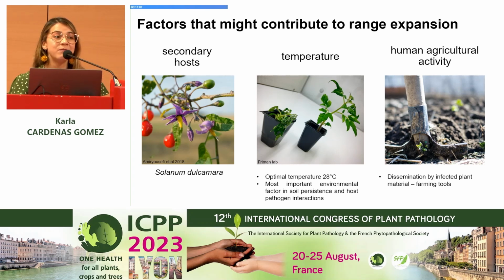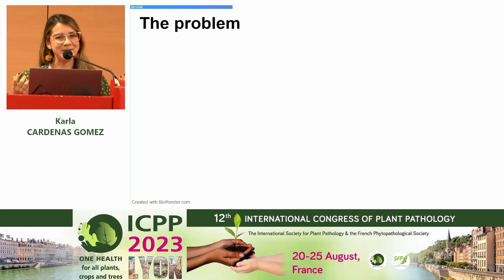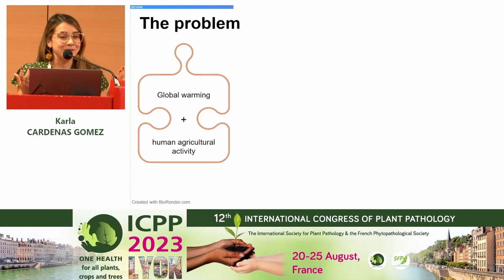So there have been some incursions of Ralstonia phylotypes in different areas of the world because of the movement of infected plant debris, of tools, or agricultural tools. So we have a problem here that's kind of like a puzzle. We have global warming, increasing temperatures, plus the human impact in agricultural activity.